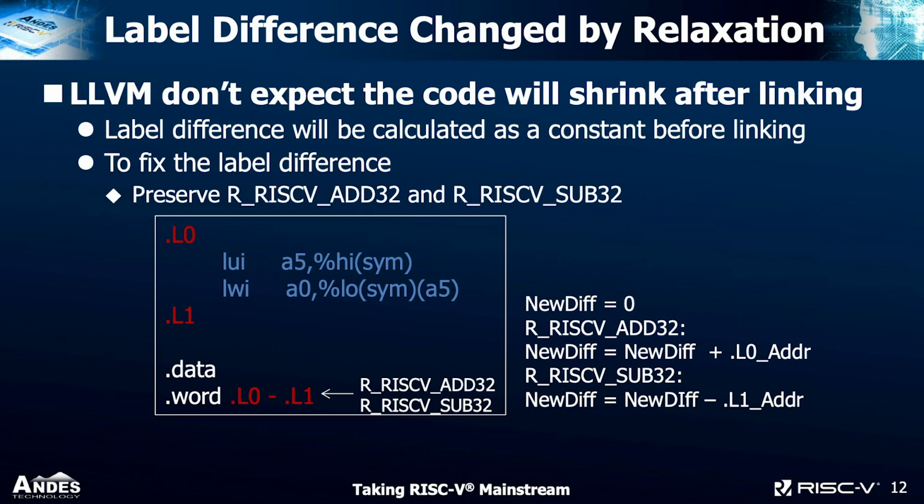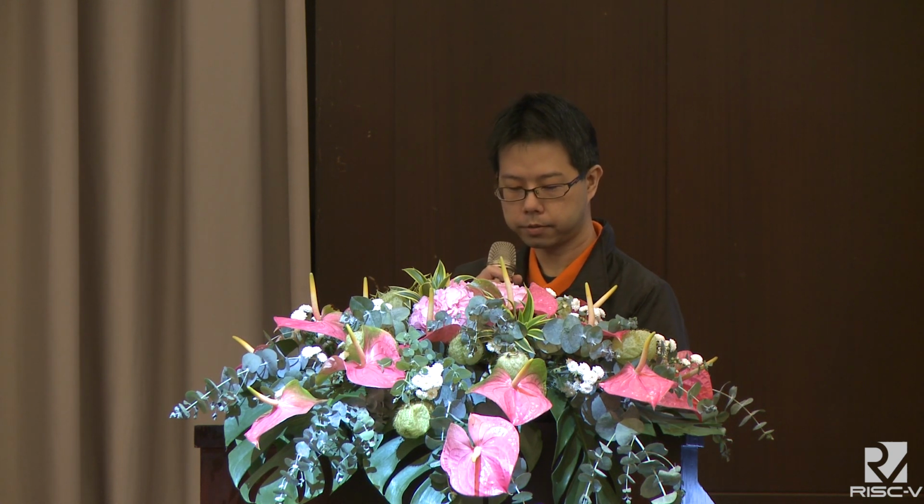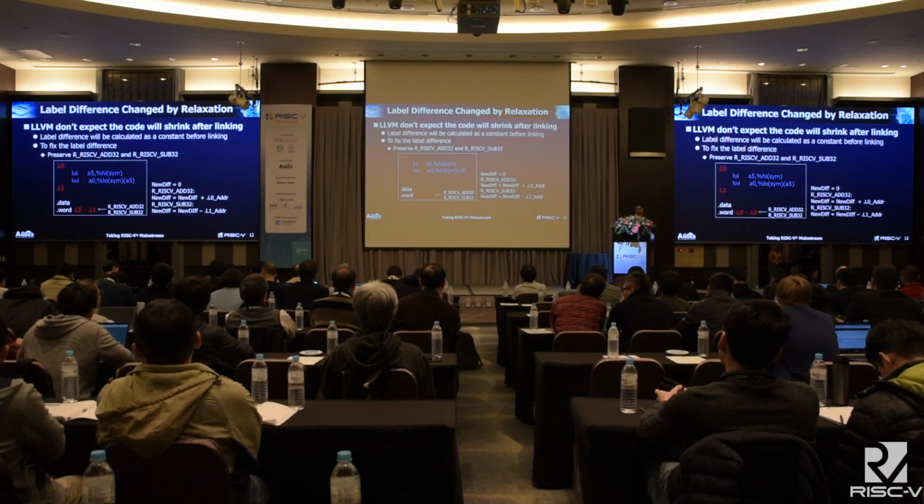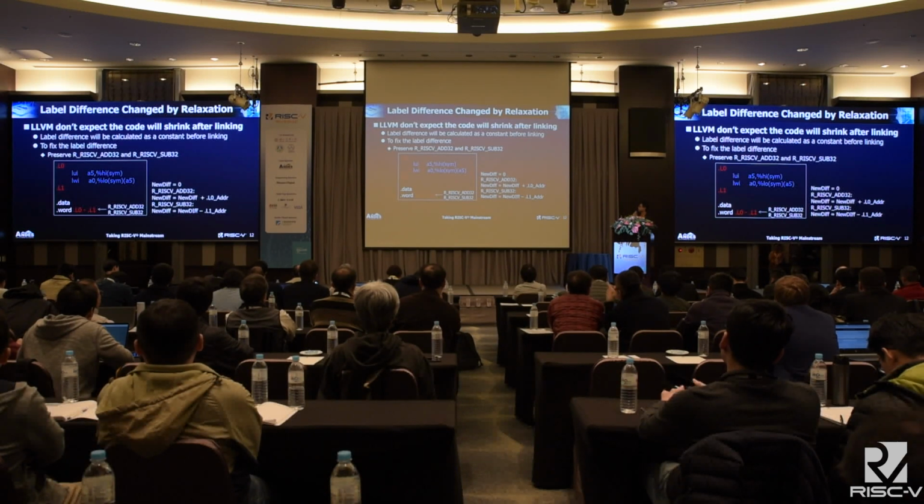And the next issue is label difference changed by relaxation. LLVM doesn't expect the code size to shrink after linking, so the label difference will be calculated as a constant before linking. In this case, the difference of label 0 and label 1 may change because the instructions between the labels may be relaxed by the linker.